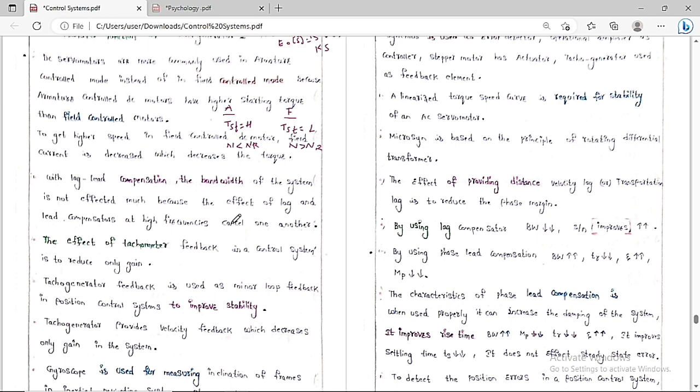So finally, with lag lead compensation, the bandwidth of the system is not affected much because the effect of the lag and the lead compensators at higher frequencies cancel one another.